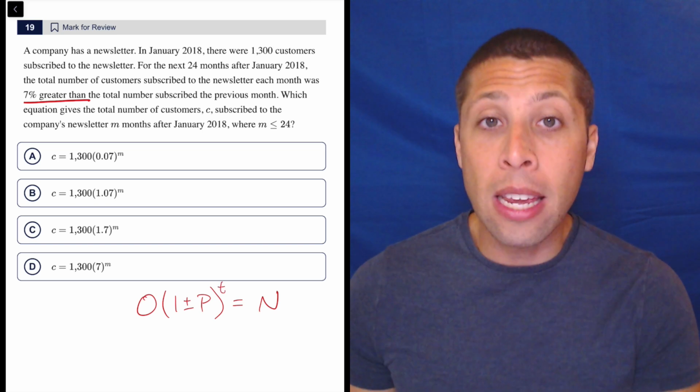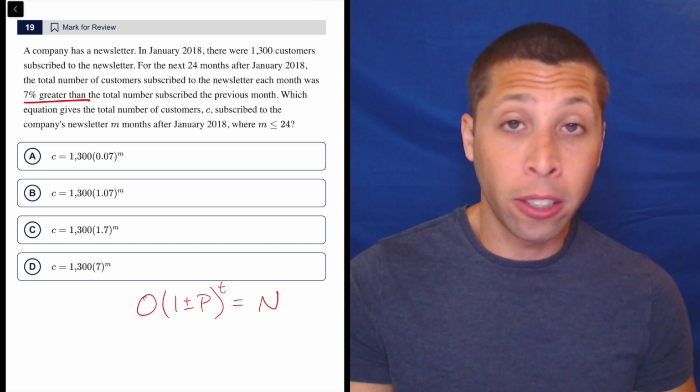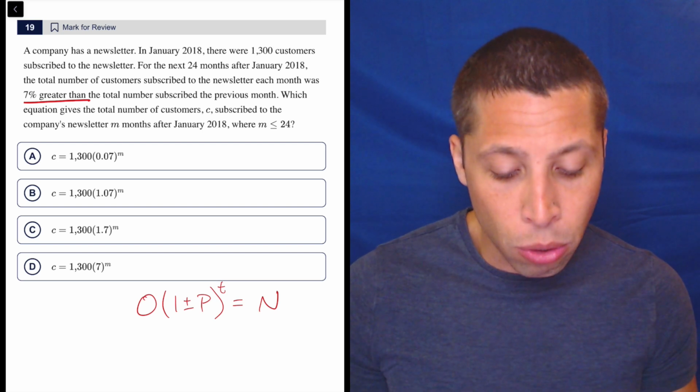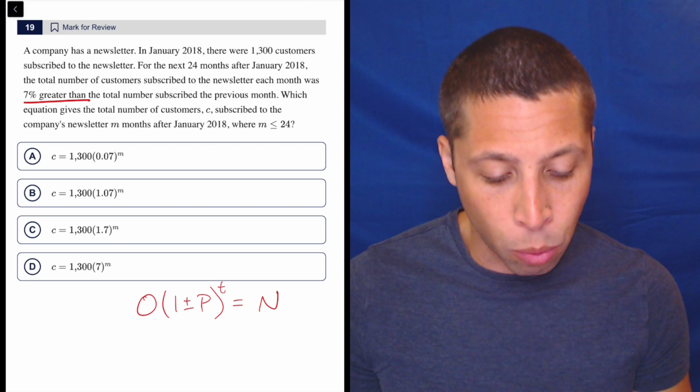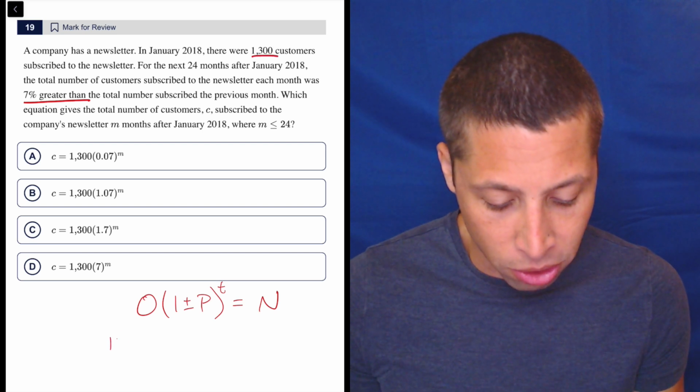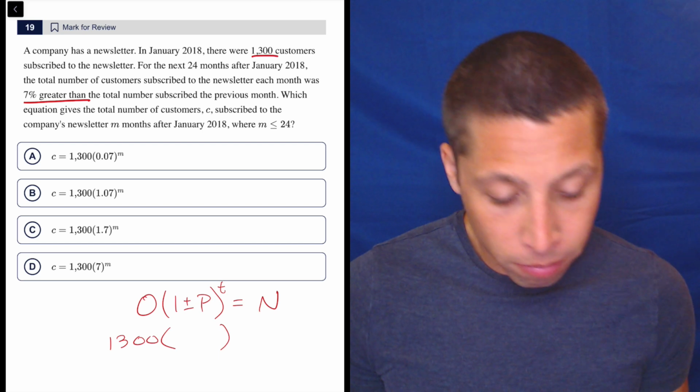So I usually use t in the generic formula. They're clearly using m, but that's okay. Let's just follow what we're told. So a company has a newsletter. In January 2018, there were 1,300 customers subscribed to the newsletter. So that sounds like the original. So 1,300 is my O.